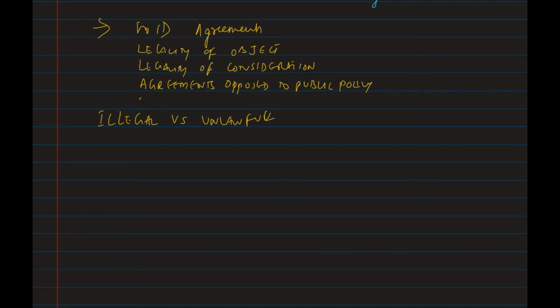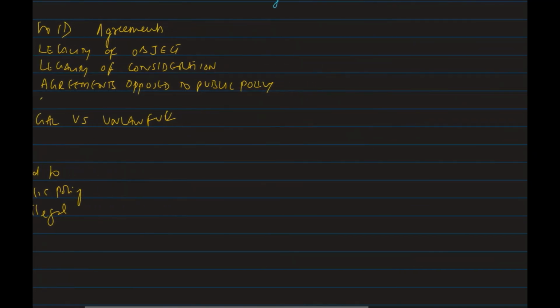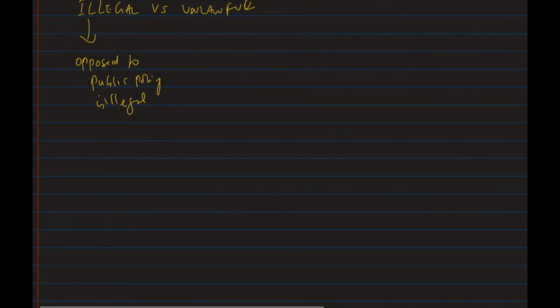Now, very, very important. Something which is opposed to public policy is illegal. So, to give you an example, buying and selling stolen goods is illegal because opposed to public policy means not in the interest of the public. Something opposed to public policy. So, for example, dealing in stolen goods.